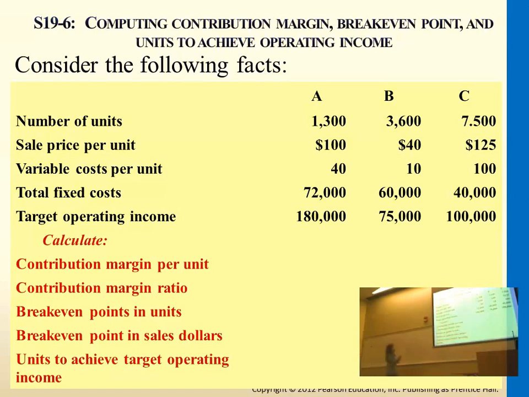Okay, now for C, same thing, 125 minus 100 should get a contribution margin of 25 per unit. It's 25 over sales revenue, which is 125. This ratio is 20%, right? Now, break-even point in units, fixed costs for this problem, 40,000, then divided by 25. So this one here, 1,600.